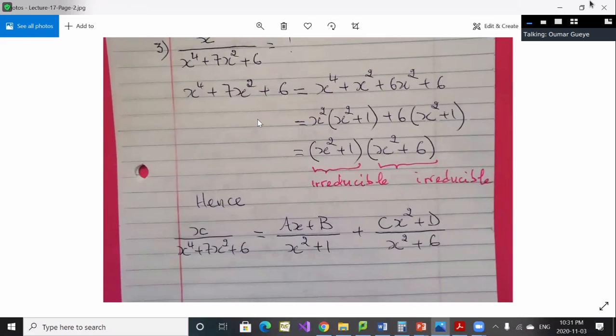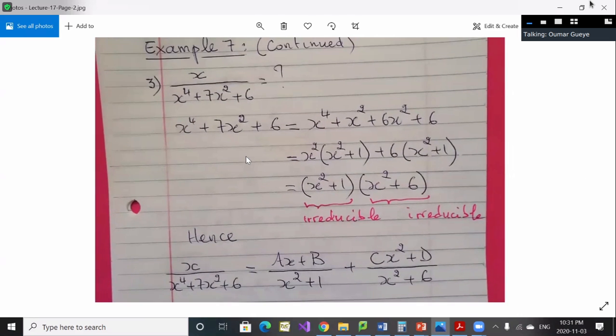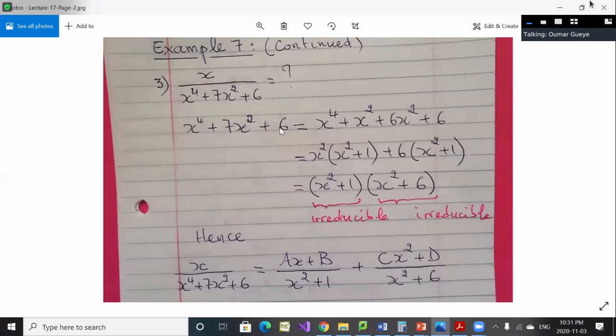All right, so again, we're going to take the denominator here and factorize it. What I did here is split the second term into x squared plus 6x squared, so when you add them, it becomes 7x squared. From the first and the second term, you can see x squared is a common factor. That's why I factorized it here, and then I'll get x squared plus 1.